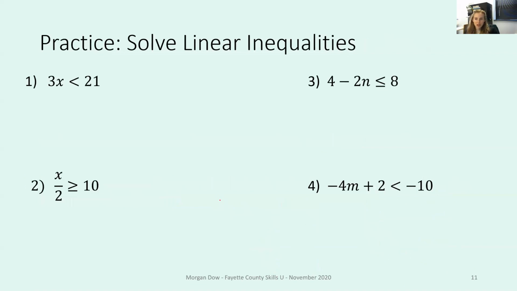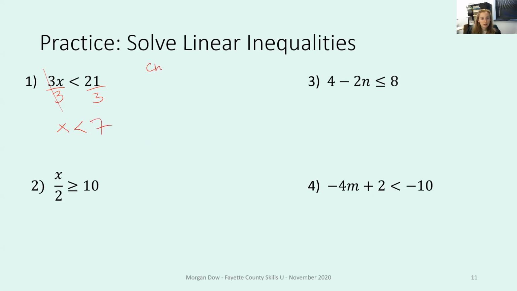Okay, so keeping that one extra fact in mind, let's practice solving these linear inequalities. So I would go ahead, pause the video, see if you can solve these, give them a try, and then come back when you're ready to go through the answers. So number 1, I'm going to cancel out that multiplication by 3 by dividing both sides by 3. So I'll be left with x is less than 7.